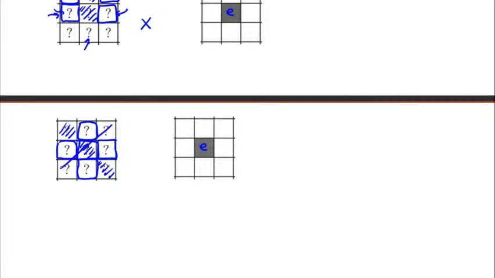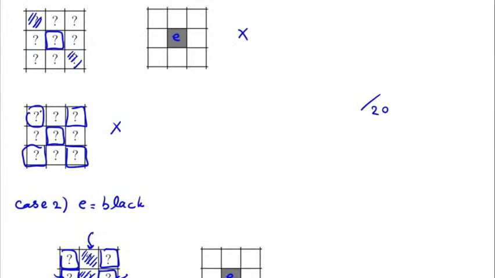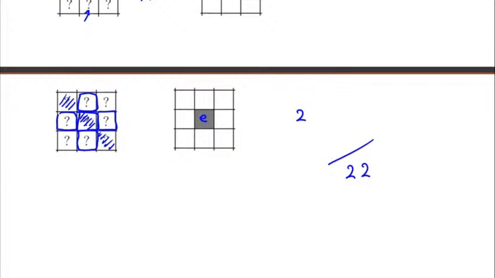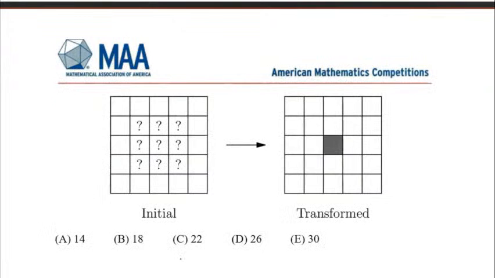So we have this case or this case. So we have 2 cases here. We've calculated 20 from previous case and 2 from this case. It will be 22. So the answer is C, problem number 19.